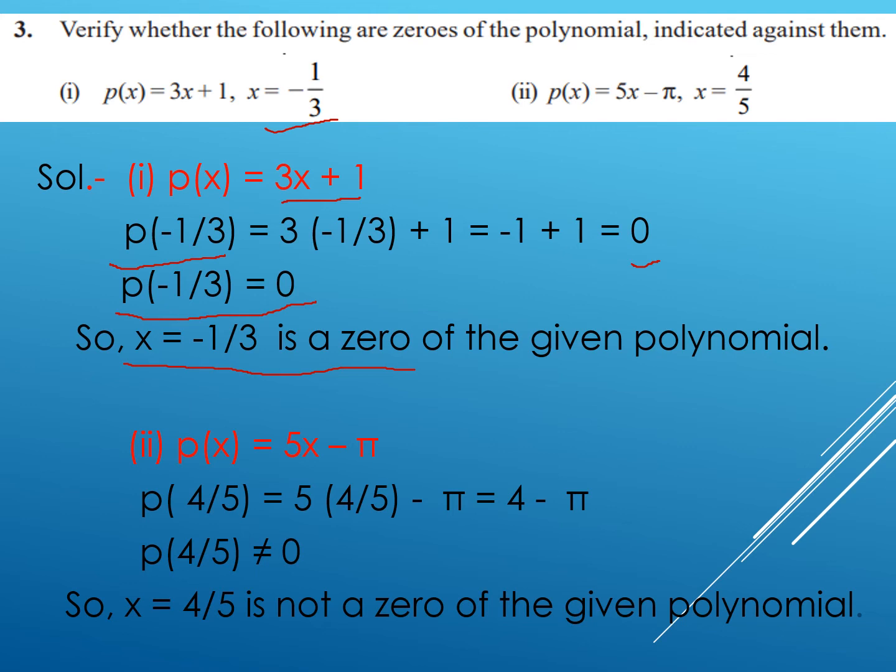The second part, p(x) is equal to 5x minus 5 and the value of the variable is given: x is equal to 4 upon 5. Now we will put the value of the variable as 4 upon 5. We will get p(4 upon 5) is equal to 5 into 4 upon 5 minus 5. And after solving we are getting 4 minus 5. Now here you can see that the value of p(4 upon 5) is 4 minus 5. It is not equal to 0. So x is equal to 4 upon 5 is not a zero of the given polynomial.